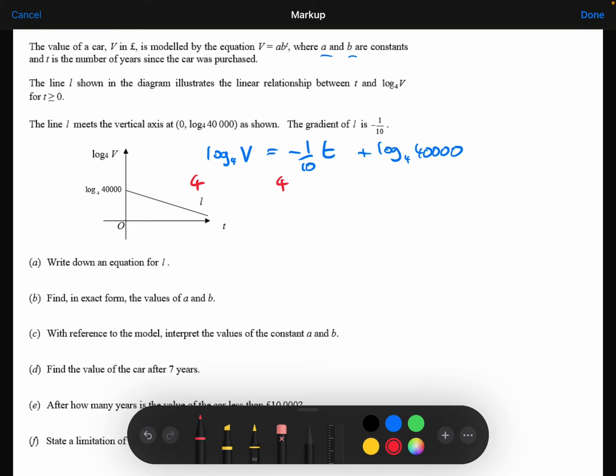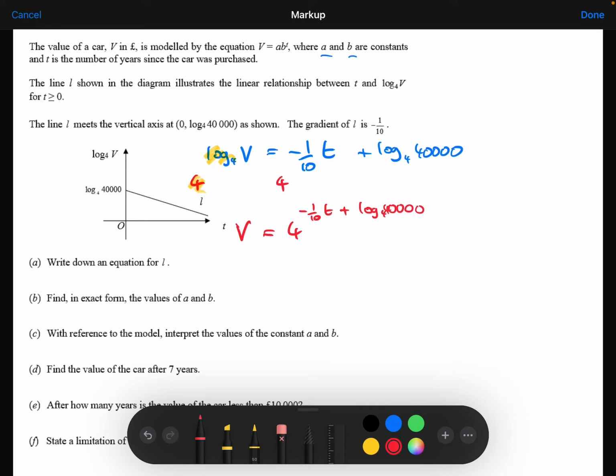If I do 4 to the power on both sides, then the 4 to the power of the log base 4 is going to cancel out to leave me with just V equals, and then I'm going to be able to compare it to this in a minute. On the right hand side, I've got 4 to the power of minus 1/10 t plus log base 4 of 40,000.